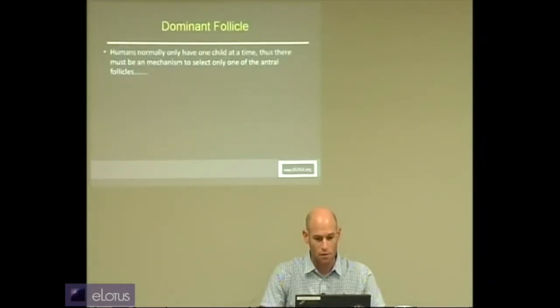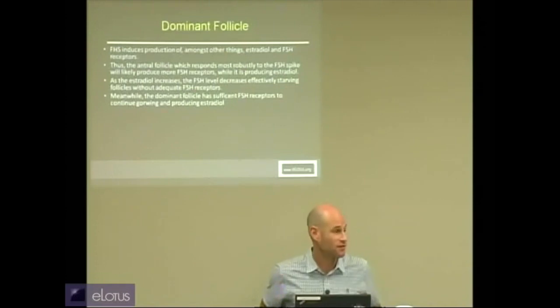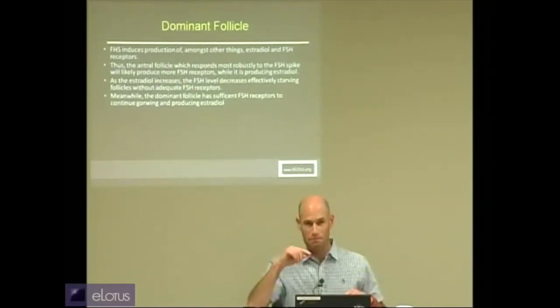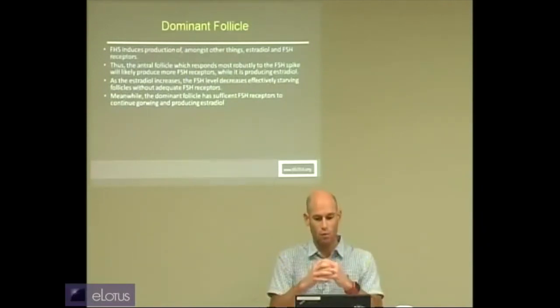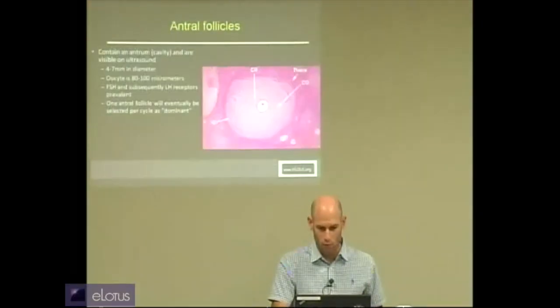So the fact that we only get one dominant follicle at a time is purposeful, because humans are only supposed to have one baby at a time. So there has to be a way of selecting only one egg at a time. And so that goes back to that whole FSH and the receptors thing. Because what happens is, if a follicle comes into that window, I want to highlight that window again.